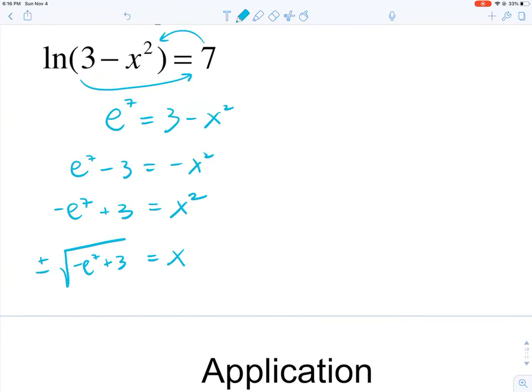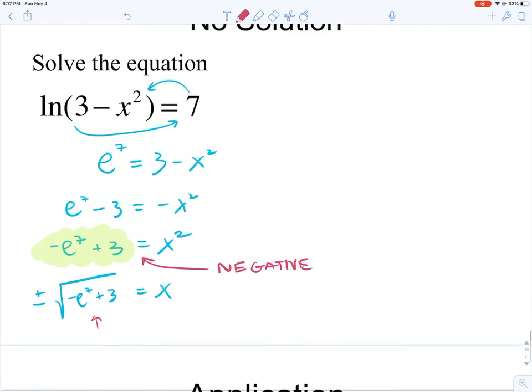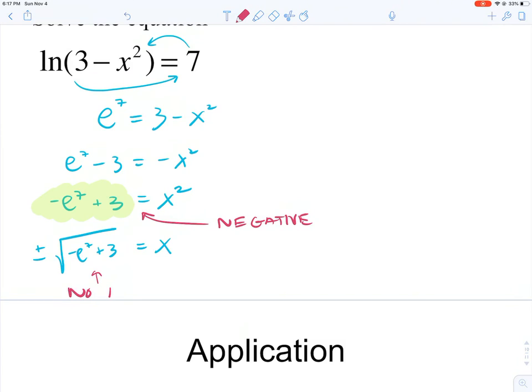Now here's the thing. e to the 7th power is going to be a pretty big number, so negative e to the 7th, and then plus 3, I'm thinking this is going to be a negative number. So remember, when we take the square root of a negative number, we get an imaginary number. I would get a domain error if I pop this into my calculator. So because this is negative, we're going to have no real solution here. We only care about the real solutions. No real solutions.